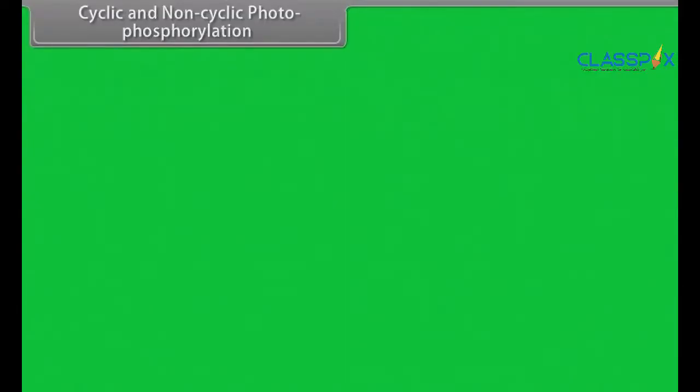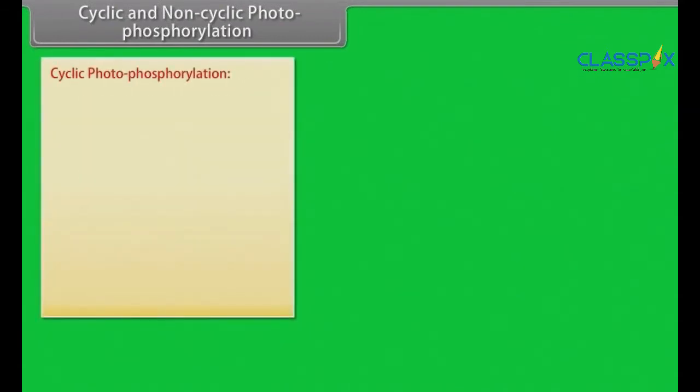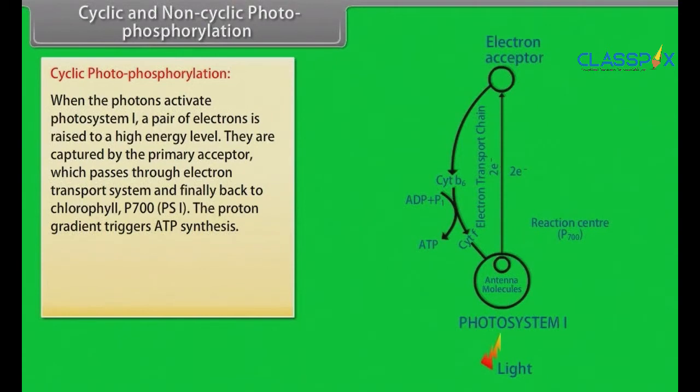Cyclic and non-cyclic photophosphorylation. Cyclic photophosphorylation. When the photons activate photosystem 1, a pair of electrons is raised to a high energy level. They are captured by the primary acceptor, which passes through electron transport system and finally back to chlorophyll P700 or PS1. The proton gradient triggers ATP synthesis. As this process is cyclic, it is called cyclic photophosphorylation.